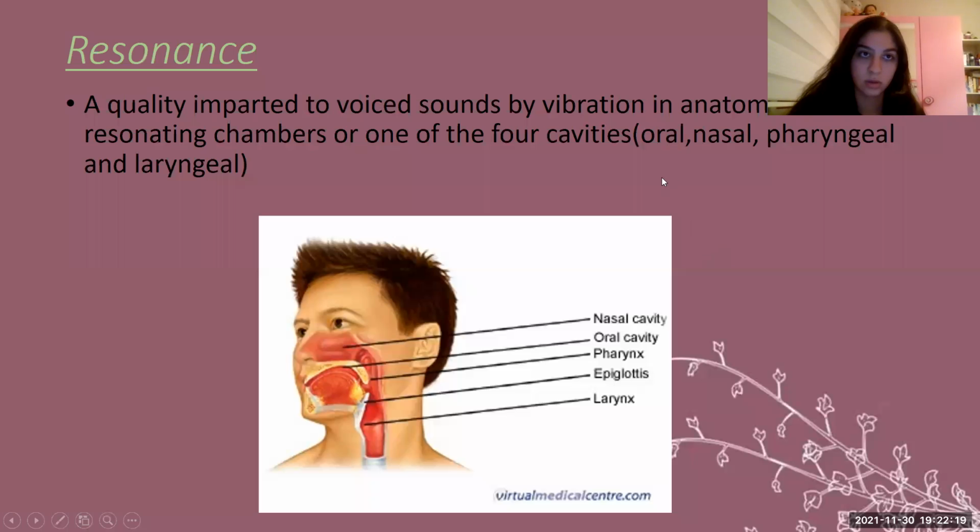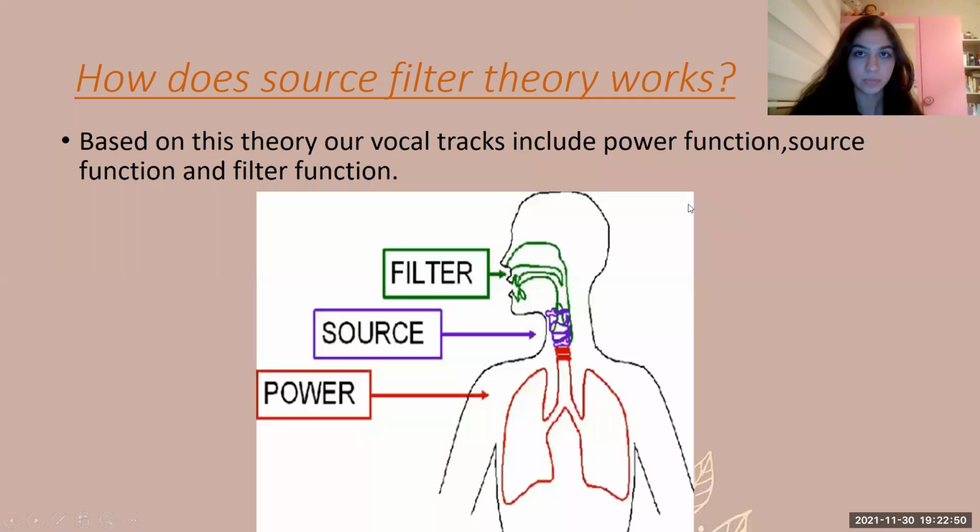Resonance. A quality imparted to voice sounds by vibration in anatomical resonating chambers, or one of the four cavities: oral, nasal, pharyngeal, and laryngeal. So from the picture, we can see these cavities: nasal cavity near the nose, oral cavity, pharynx, epiglottis, and larynx.